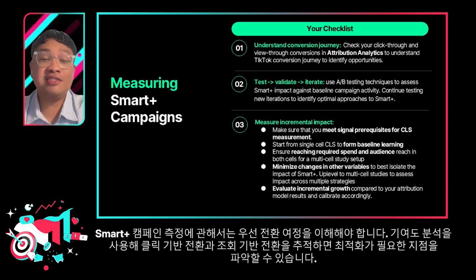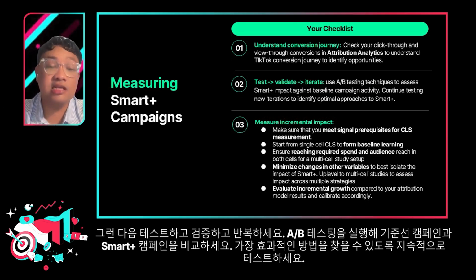Now, when it comes to measuring your Smart Plus campaigns, first, understand the conversion journey. Use attribution analytics to track click-through and view-through conversions so you can spot where optimizations are needed. Then, test, validate, and iterate. Run A/B tests to compare Smart Plus against your baseline campaigns. Keep testing to find what works best.